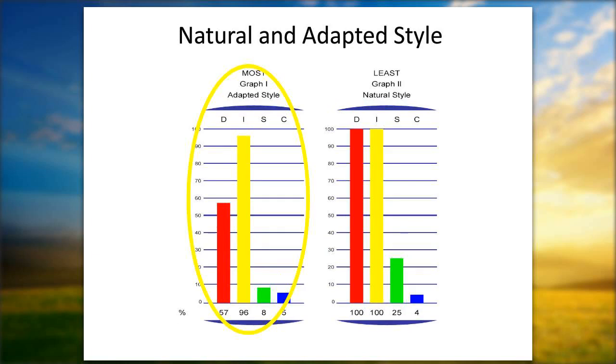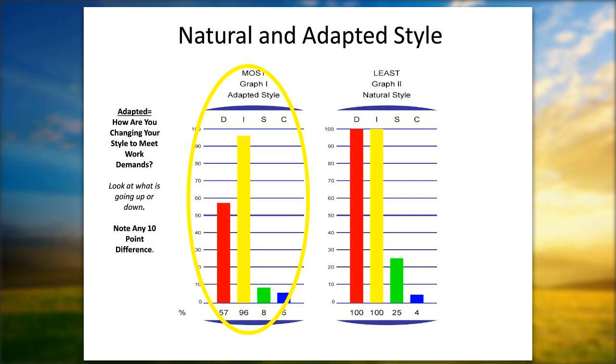So what is the adapted? The adapted is how you are changing your style as you took the assessment most recently. And you look for anything that's going up or down. And if you look at the difference between the natural and the adapted on this page, you see the D has gone down quite a bit. The S, the green bar, has gone down quite a bit. Those are the two biggest changes. Anything above 10 you would pay attention to.